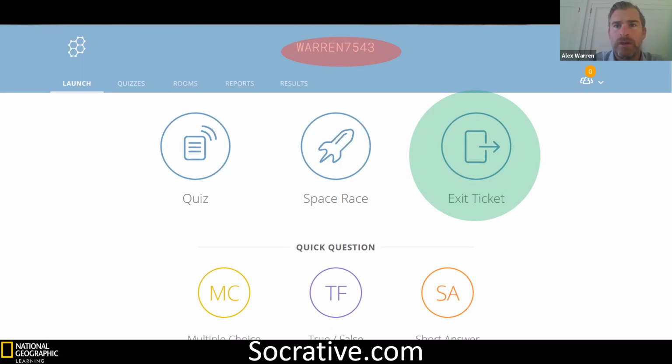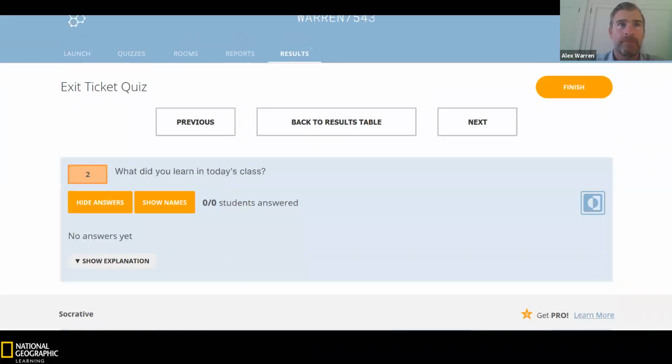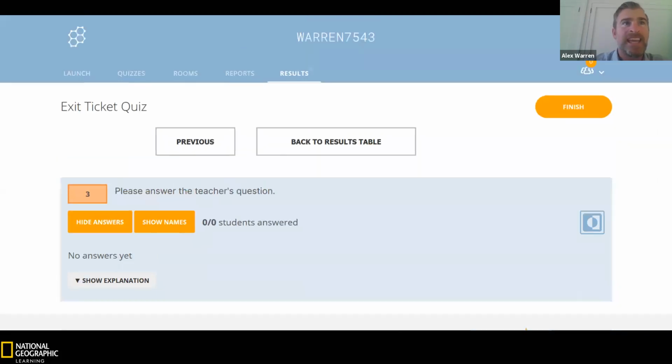Then you click on exit ticket and it has preset questions. First question, how well did you understand today's materials? Totally got it, pretty well, not very well, not at all. Question number 2, what did you learn today? More of an open-ended question. And number 3 is a teacher's choice question, which you'd ask live in the classroom. What did you have most difficulty with in the class? What did you find most enjoyable in the class? Whatever you like.